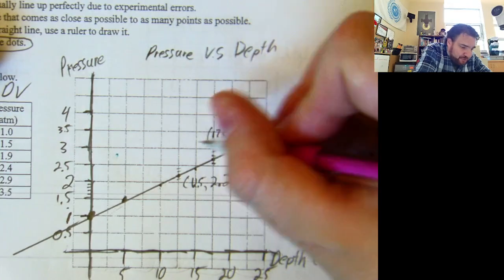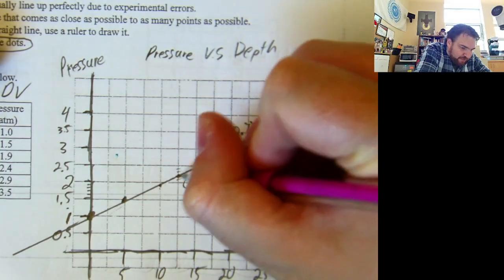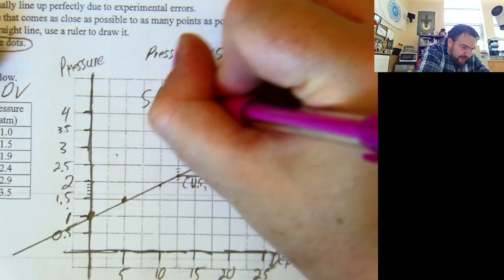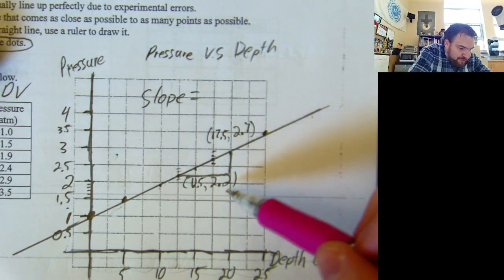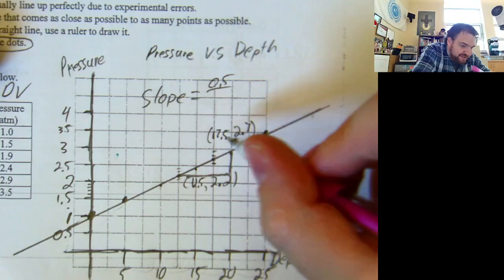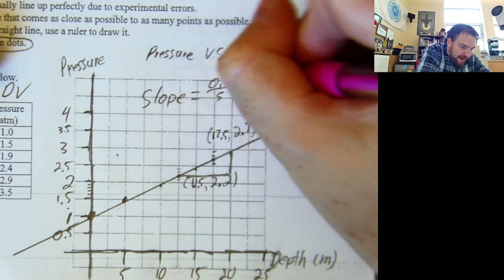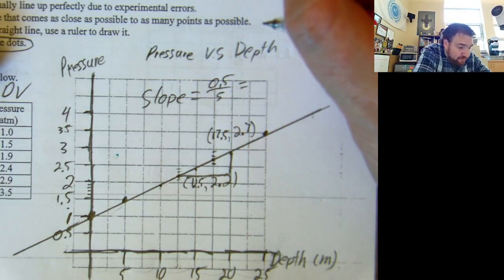So then let's do the slope right on there. The calculations you do should be done right on or next to the graph paper. So then the slope here is going to be, what's my rise? I'm going from 2.2 to 2.7, so that's 0.5. My run goes from 12.5 to 17.5, so that's a run of 5. So 0.5 divided by 5 is 0.1.